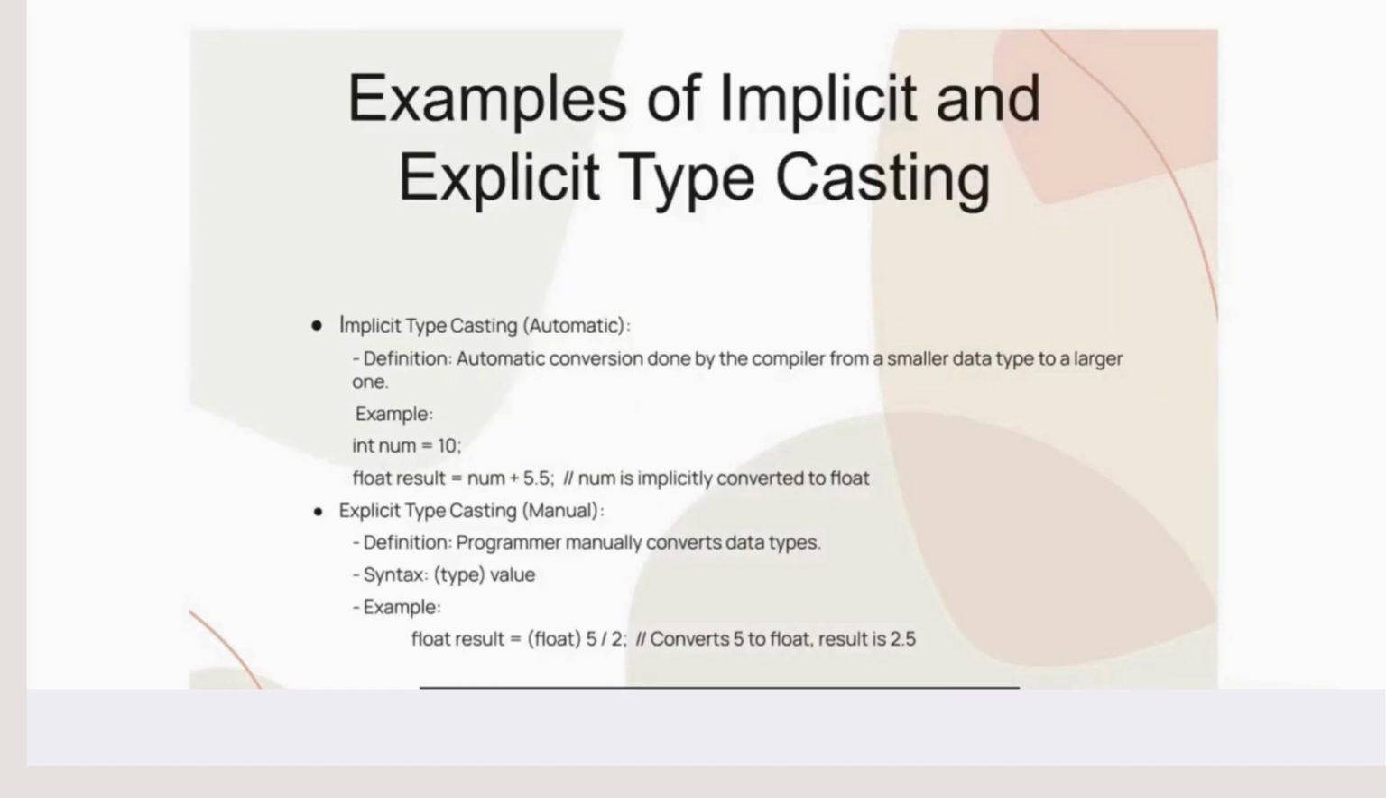So let us see the examples of implicit and explicit typecasting in the slide. Implicit typecasting is an automatic version of typecasting where the compiler internally understands and converts from a smaller to a larger data type. Let us see a basic example here. If I have an integer variable num with value 10 and I have a float variable result and I want to add a floating point number with num.